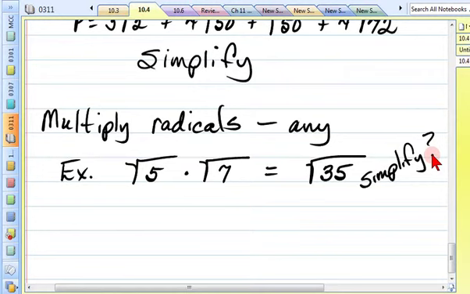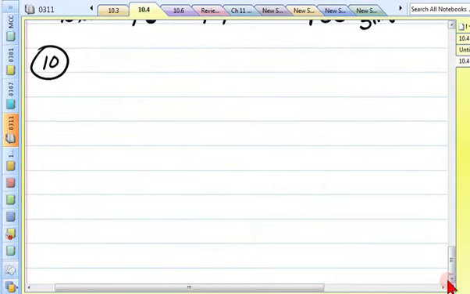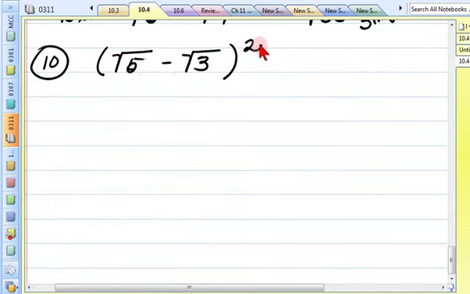And let's just go ahead and look at number 10. I wish it weren't the first problem under the multiplication, but it is. It says multiply and then simplify if possible. It has parentheses, the square root of 5 minus the square root of 3, close parentheses, squared. This is in the shape of a binomial. It's not a binomial because it isn't a polynomial, but it's in the shape.